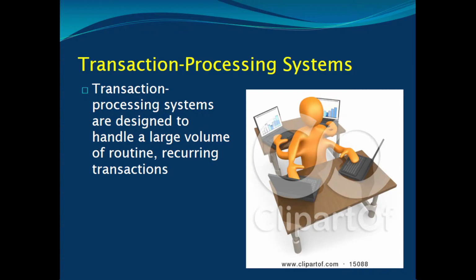Transaction processing systems. Transaction processing systems are designed to handle a large volume of routine recurring transactions. They were first introduced with the advent of mainframe computers. Transaction processing systems are used widely today. Banks use them to record deposits and payments into accounts. Supermarkets use them to record sales and track inventory. Managers often use this system to deal with such tasks as payroll, customer billing, and payments to suppliers.